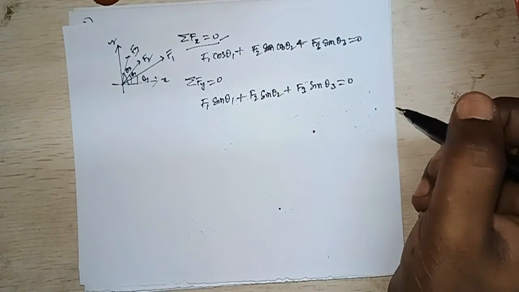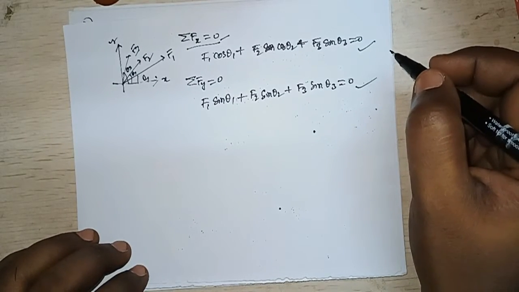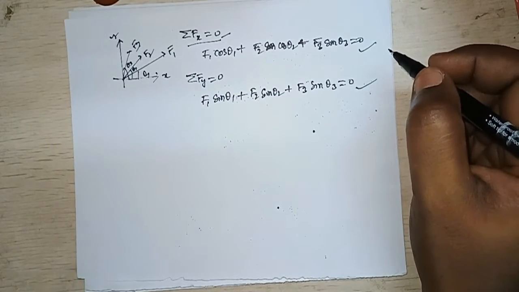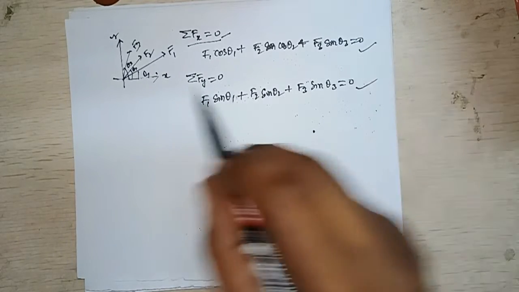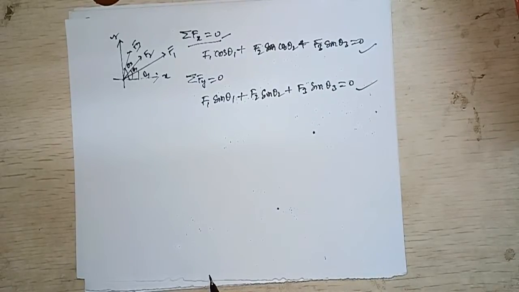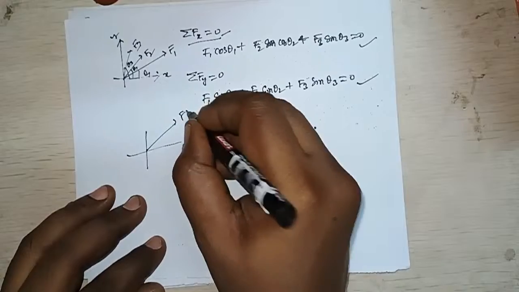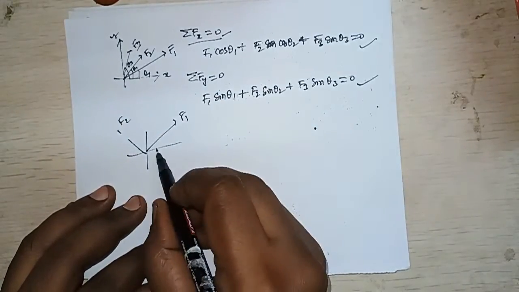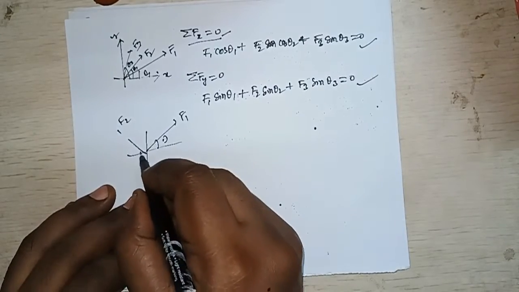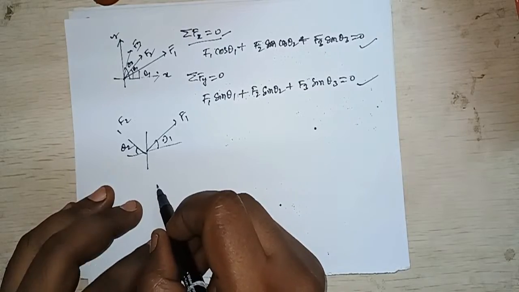So these are the two equations which are very important for us, and that's all. These are the two equations for this particular case. What if you get a force like this? This is an F1 and this is an F2, and this is theta 1 and this is theta 2. How will we write the force for this?